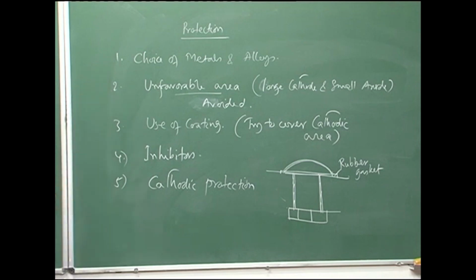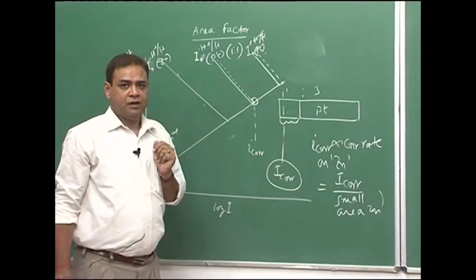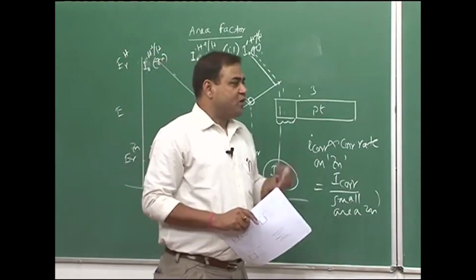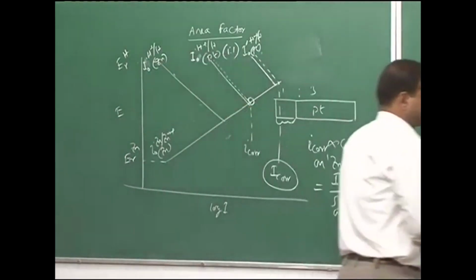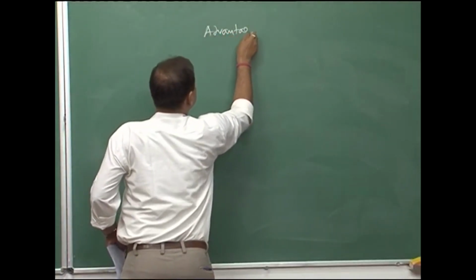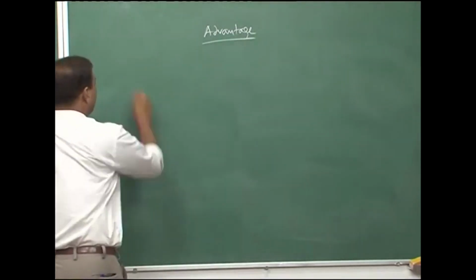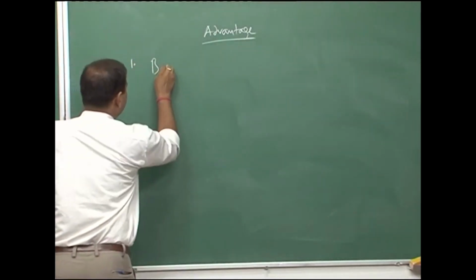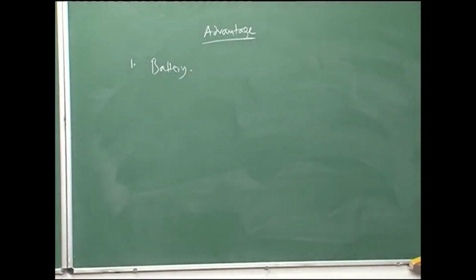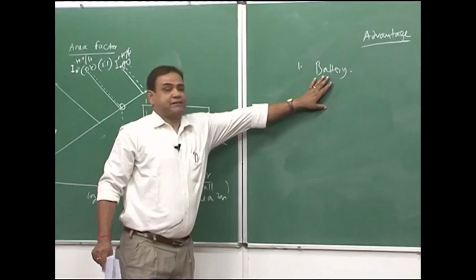Now, we have been discussing the problems with galvanic corrosion. Galvanic corrosion may also be advantageous. Let us see what the advantages are. The one major advantage is, if we do not have galvanic corrosion, then we cannot make a dry cell battery. Since we have this galvanic effect, we have the benefit of the battery.